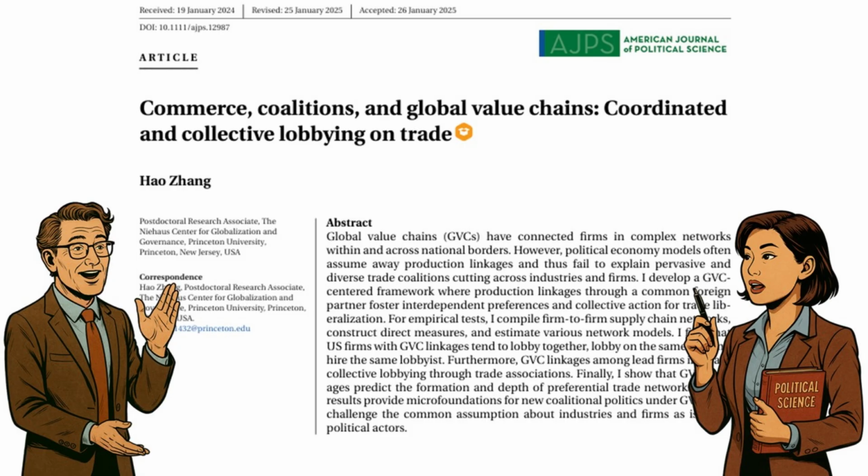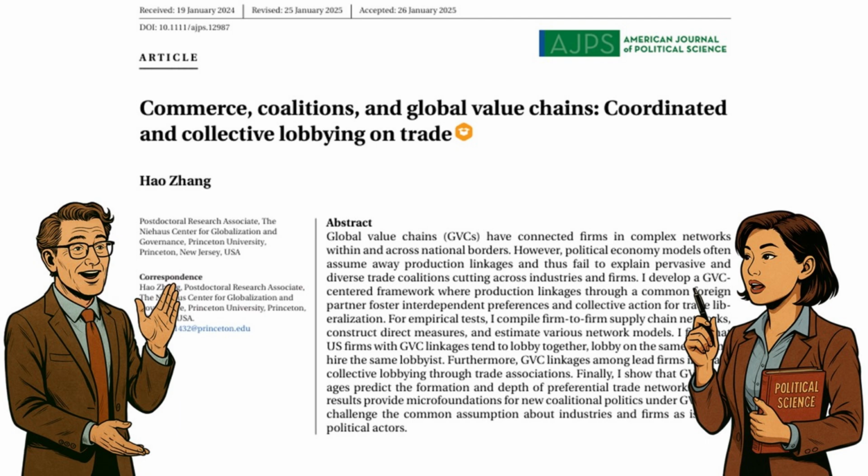Let's turn our attention to commerce, coalitions, and global value chains, coordinated and collective lobbying on trade. The article is authored by Hao Zhang. It was published by Wiley in AJPS in 2025. Emma, what's the central research question this article tried to answer?